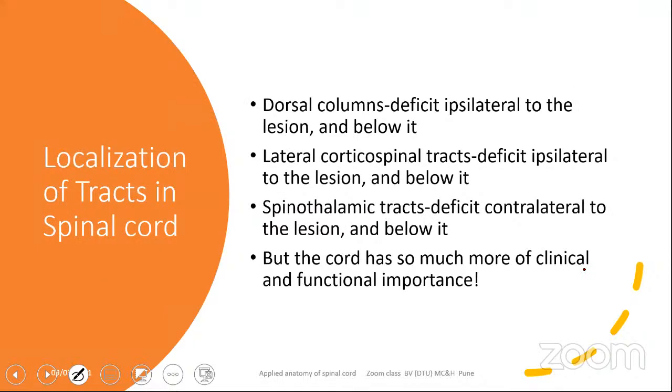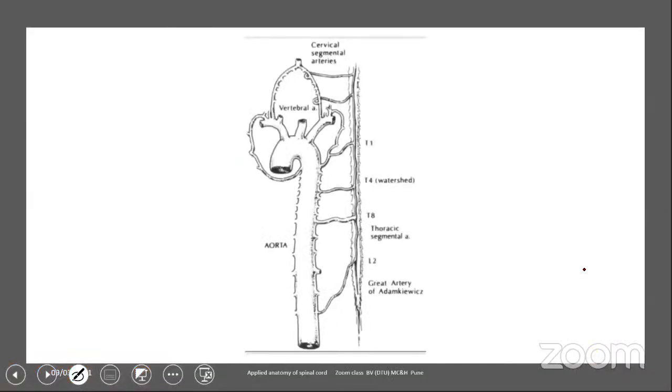So the dorsal column deficit is ipsilateral to the lesion and below it. The lateral corticospinal tract deficit is ipsilateral to the lesion and below it. The spinothalamic tract deficit is contralateral to the lesion and below it, because the tract is already crossed when it is formed. The cord has so much more of clinical and functional importance. So the Brown-Sequard syndrome has ipsilateral loss of pain, weakness, and ipsilateral loss of posterior column sensation or proprioception, and a contralateral pain and temperature sensation loss. And you can see the vascular supply now.